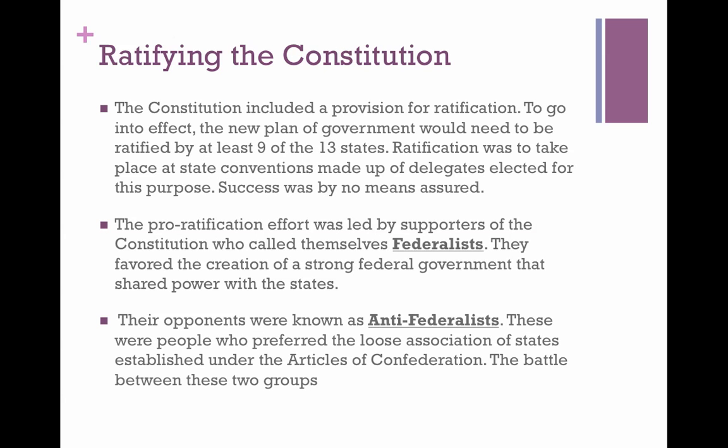So then, ratifying the Constitution, making it legit. The Constitution included a provision for ratification. To go into effect, the new plan of government would need to be ratified by at least 9 of the 13 states.